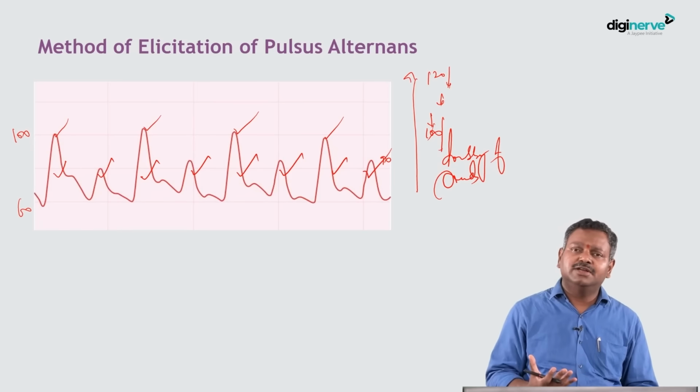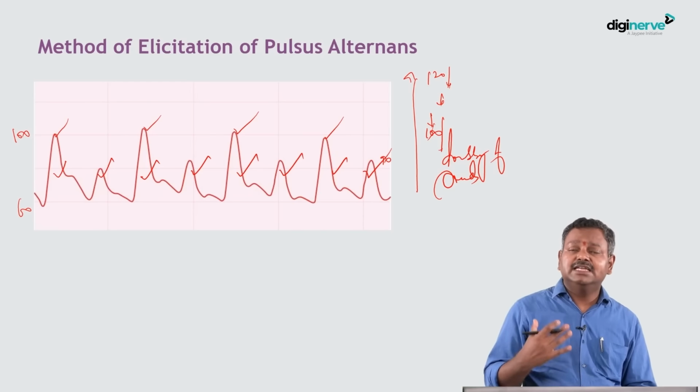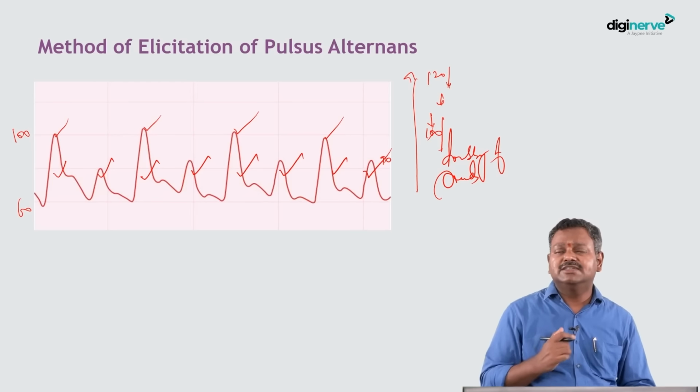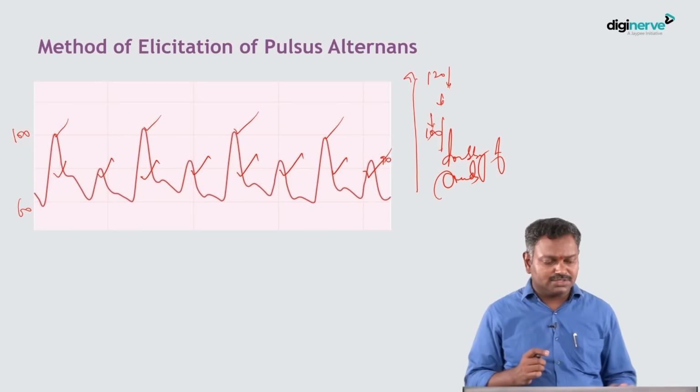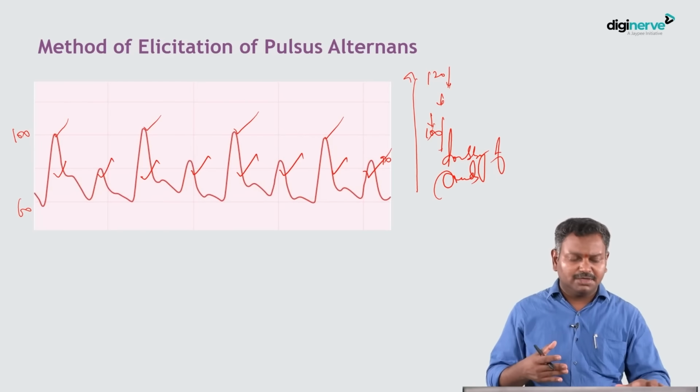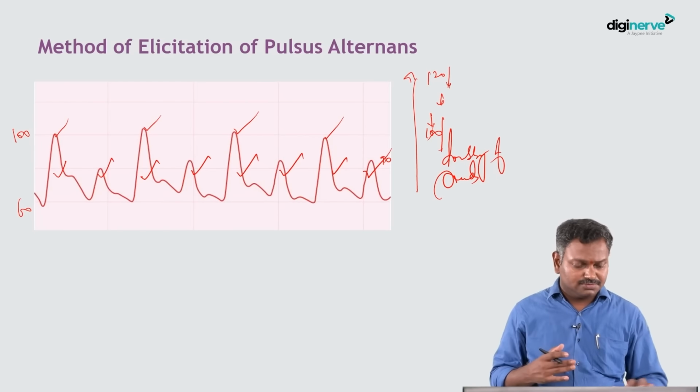It is difficult to demonstrate because the patients are sick, and in case of acute LV failure, the BP itself is very low. So to demonstrate this difference may be practically not possible. It's more recorded on a manometer or maybe on the monitors that we use.